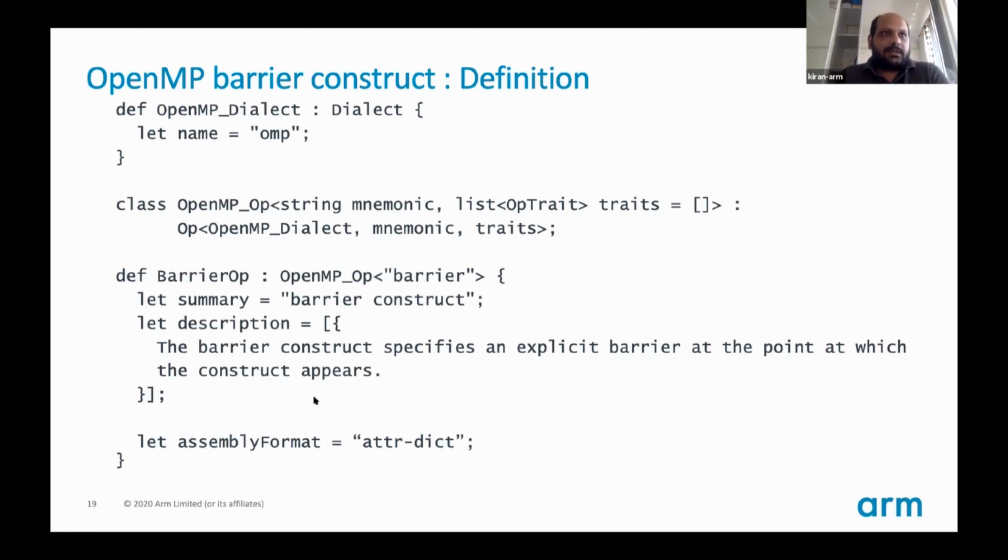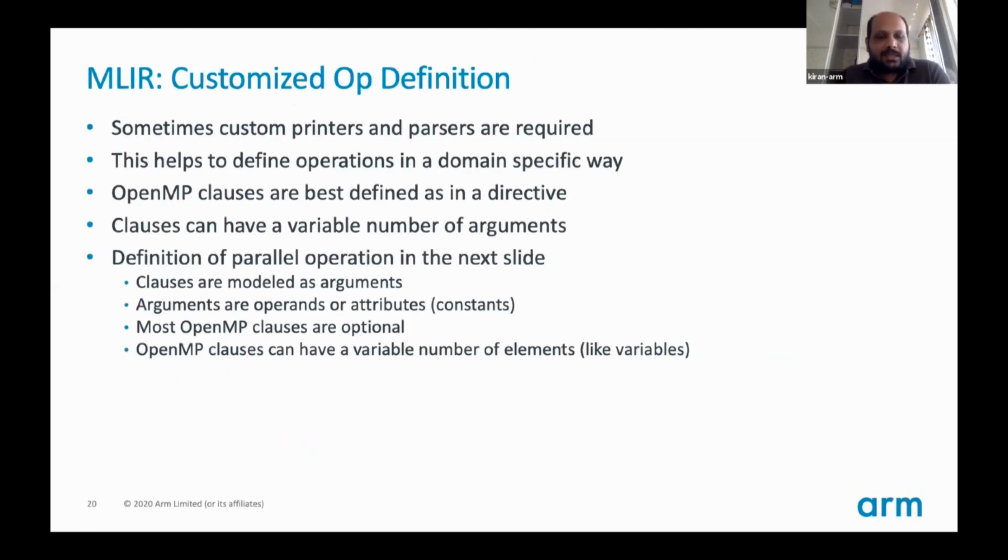Below that, some additional information about this operation is provided. Some can be just for documentation purposes, and others can be for describing the input, output, operands, etc. So here you have the summary and the description of the operation, as well as the assembly format. Because barrier does not take any input operands or output operands, those are left empty. But often that is not sufficient.